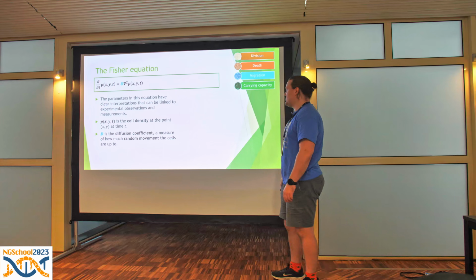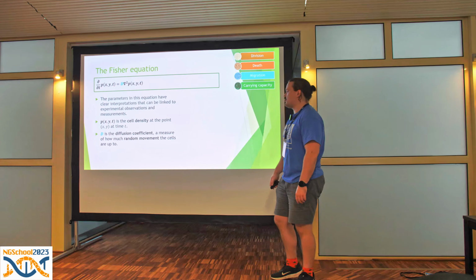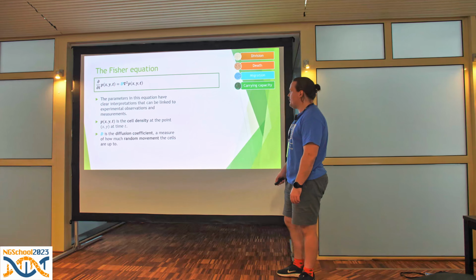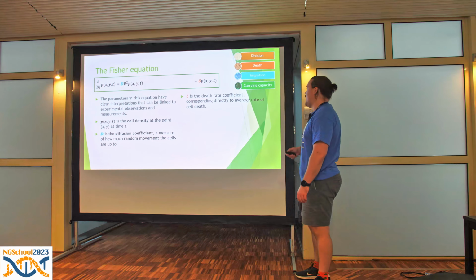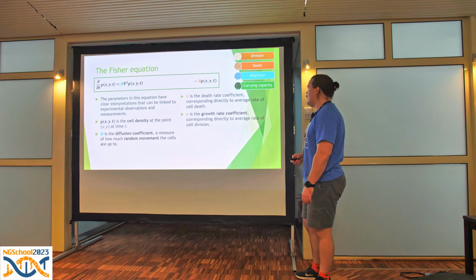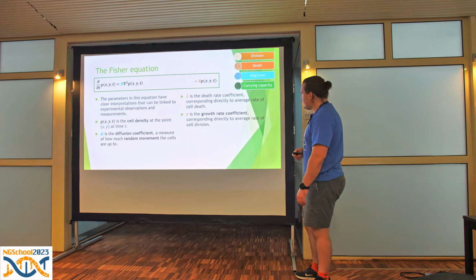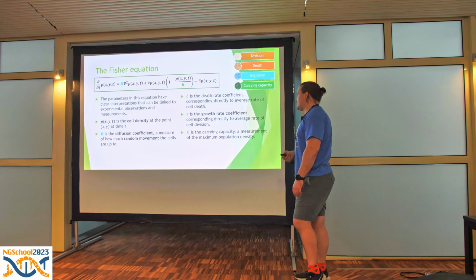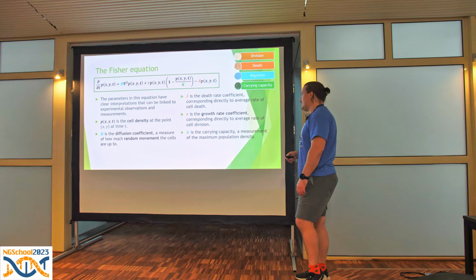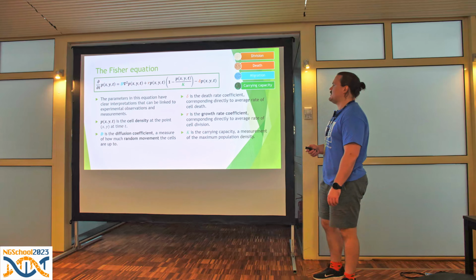D, the diffusion coefficient, is a measure of how much random movement the cells are up to. Delta, the death coefficient, corresponds directly to the average rate of cell death. R is the growth rate coefficient, corresponding directly to the average rate of cell division. And K is the carrying capacity, which is a measurement of the maximum population density.